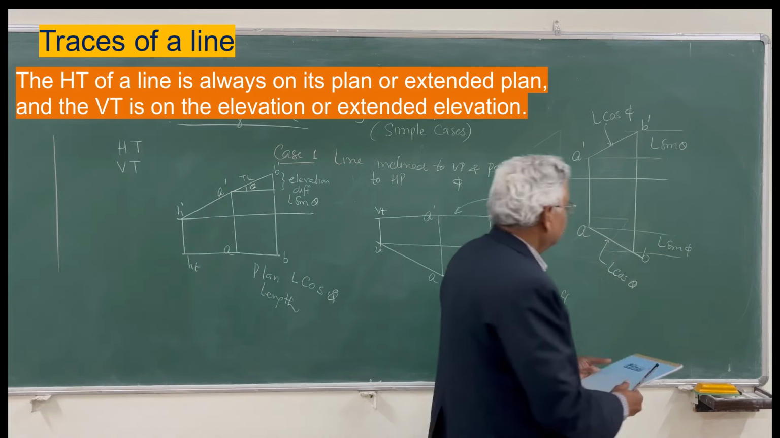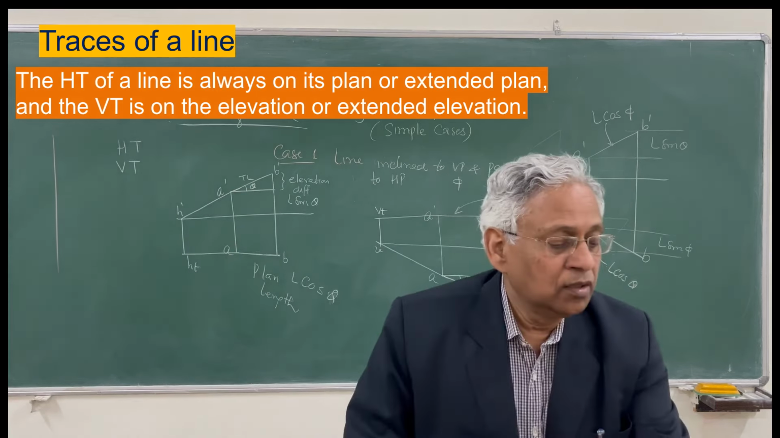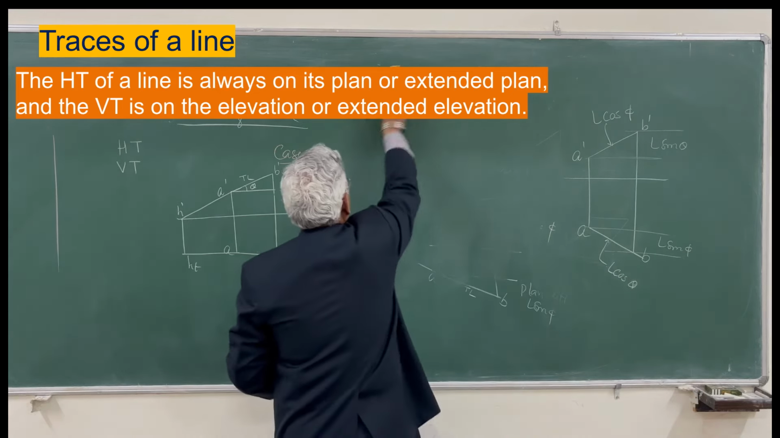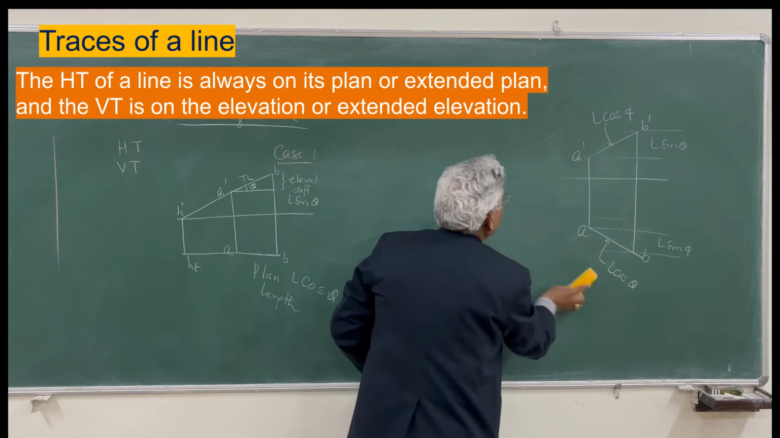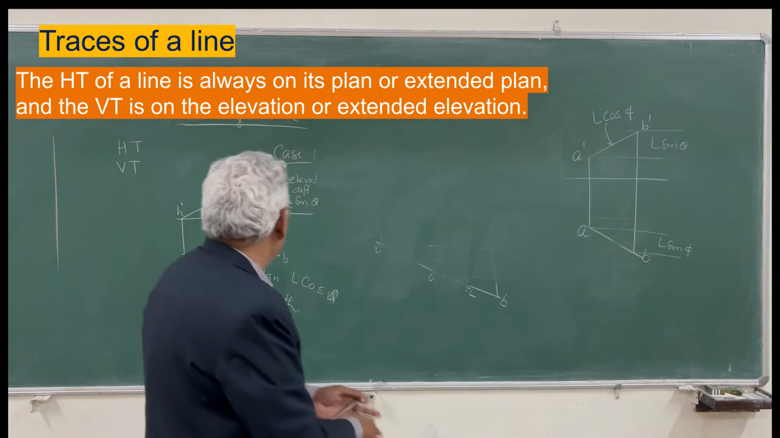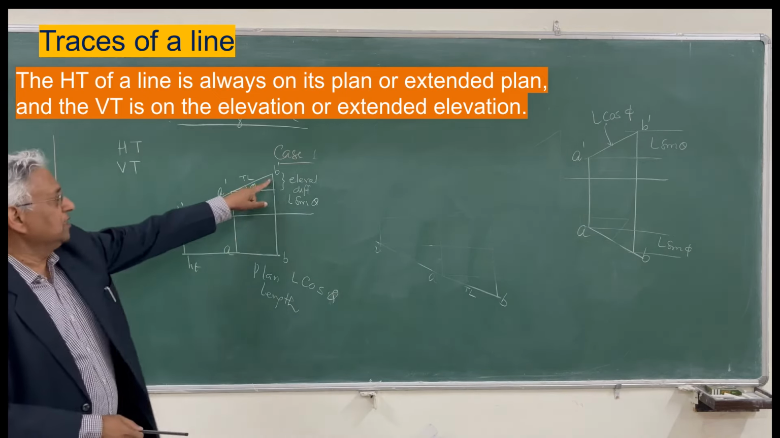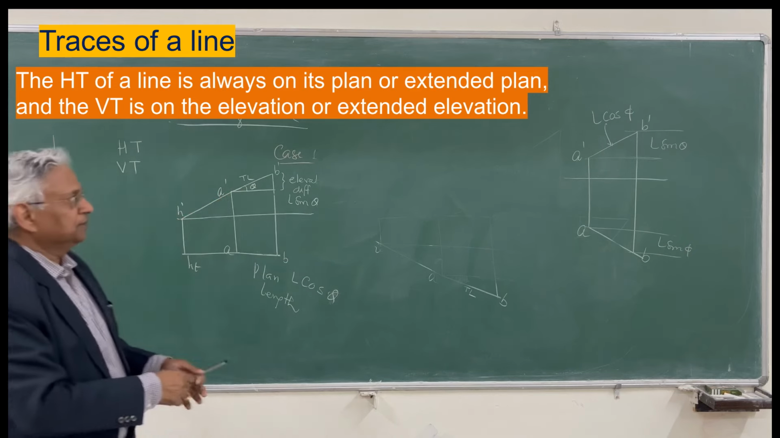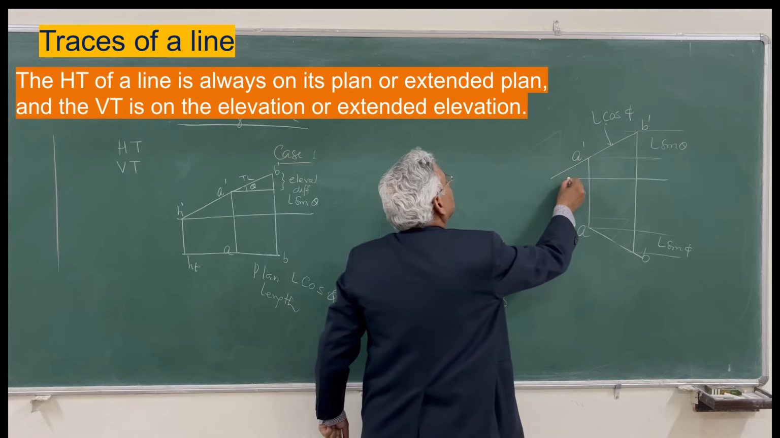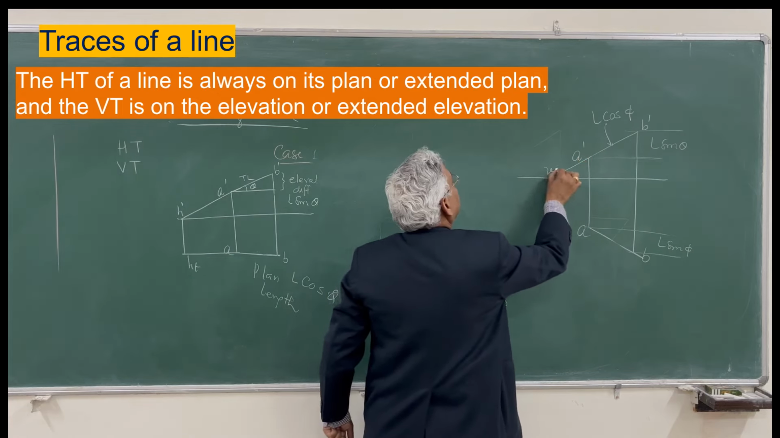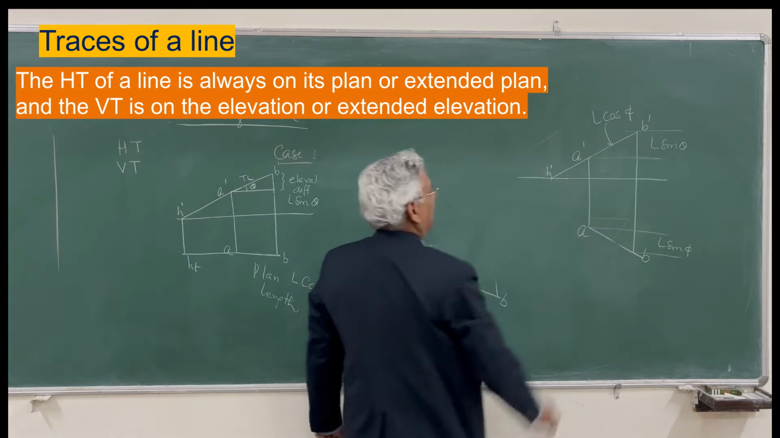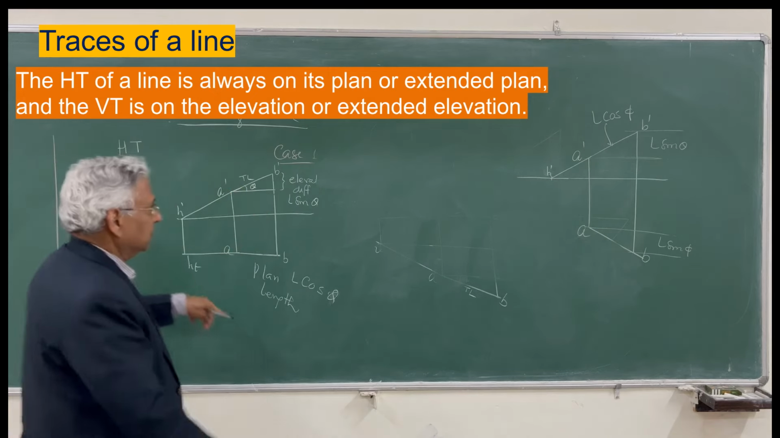And in this case, let us take a case when it is inclined to both the planes. So here also the same philosophy is used, same method is used, that to get horizontal trace, you extend the elevation to meet the ground line. So you extend the elevation to meet the ground line. Here, this point is V. This point is H dash, and a perpendicular here.